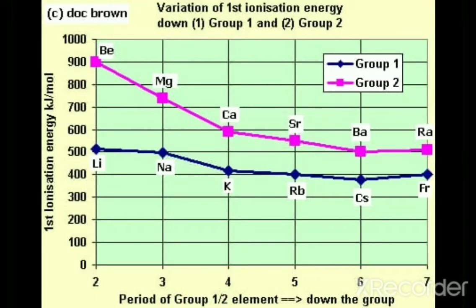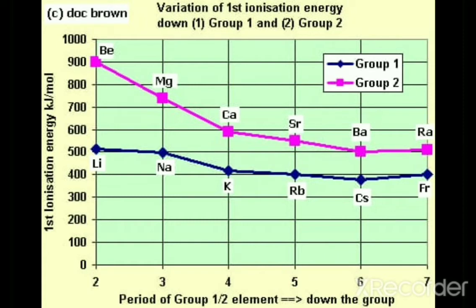First ionization enthalpy of group 1 and group 2 elements are given here. First consider the group 1 elements lithium, sodium, potassium, rubidium, cesium and francium. From the graph it is clear that as we move down the group, that is from lithium to cesium, the ionization enthalpy decreases. So out of lithium and cesium, cesium has lower ionization enthalpy, whereas lithium has comparatively higher ionization enthalpy.